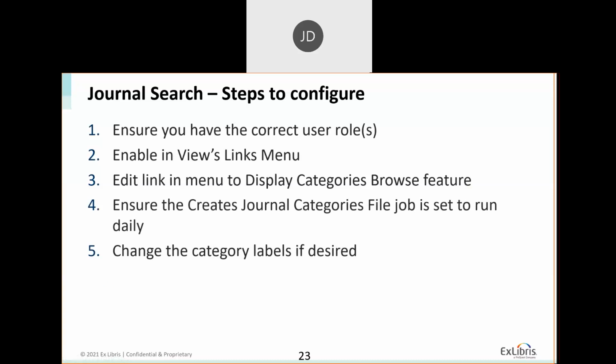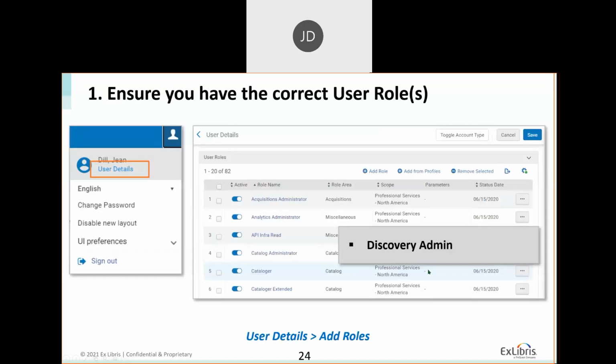If you want to change the category labels, it's possible. Remember, I always like to stress, these categories aren't something that we invented or wrote. It's accepted in the industry, an industry standard, and we have just enabled it. That's kind of what we do. We don't write these things. We say this is what is used in our industry, so let's include that in our functionality. And again, for the journal search, you just need the discovery admin role.